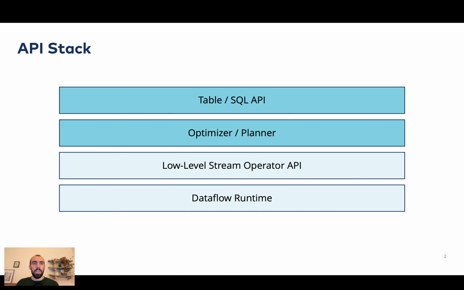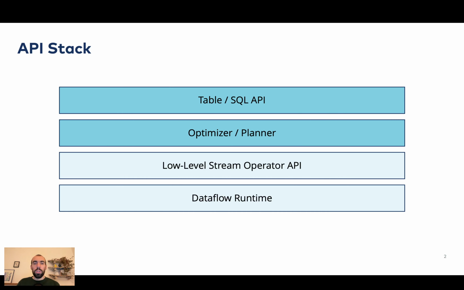Maybe you have seen this API stack already in some of my other videos. It roughly outlines the different layers through which a SQL query will go. The highest layer is the table and SQL API. Once the pipeline is defined in those APIs, they will pass an optimizer and planner, and then the planner will prepare something that can be understood by a low-level stream operator API and executed in the data flow runtime.